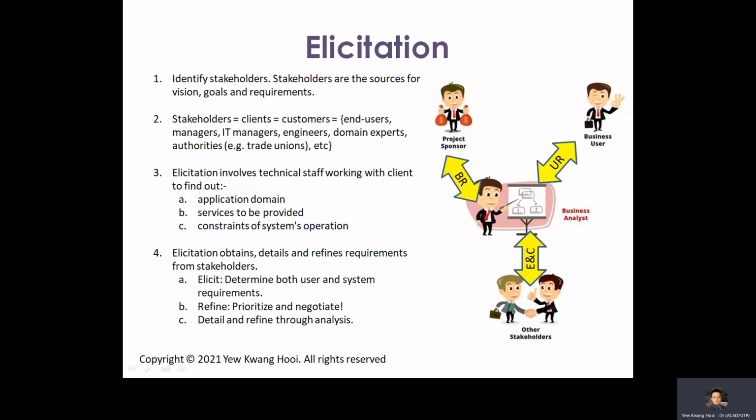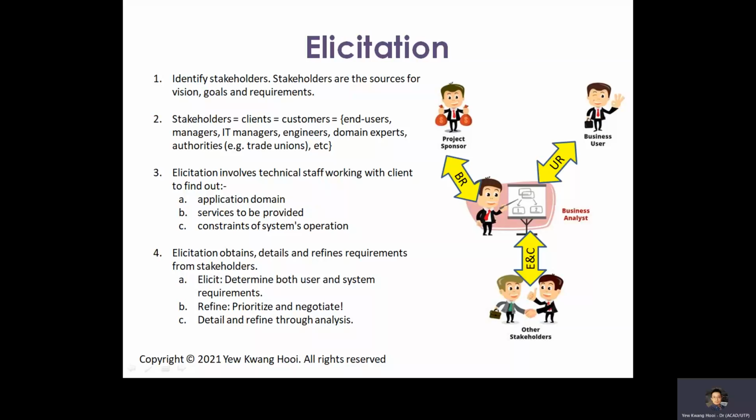Stakeholders, therefore, include managers, experts, engineers, customers, employees, even authorities such as trade unions. Anybody, any group of people who may later influence the outcome of the software development. These people are known as stakeholders.